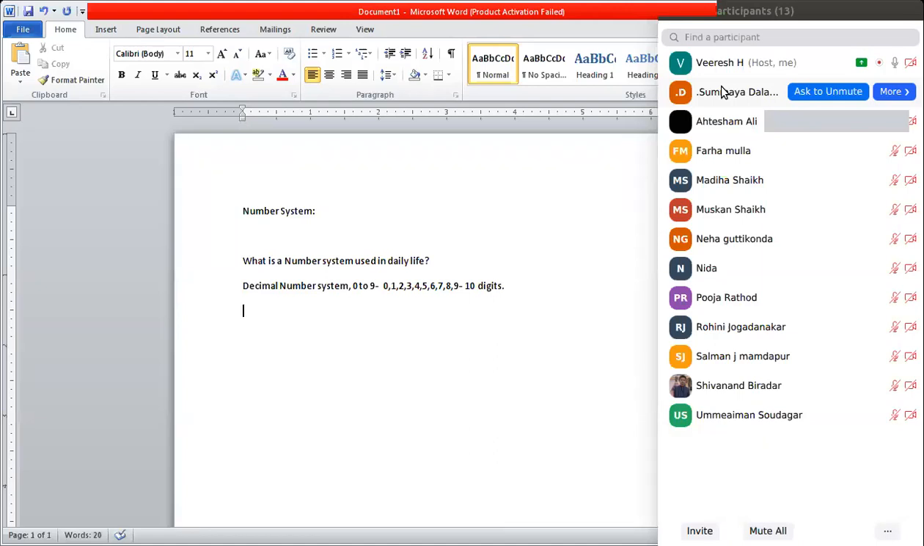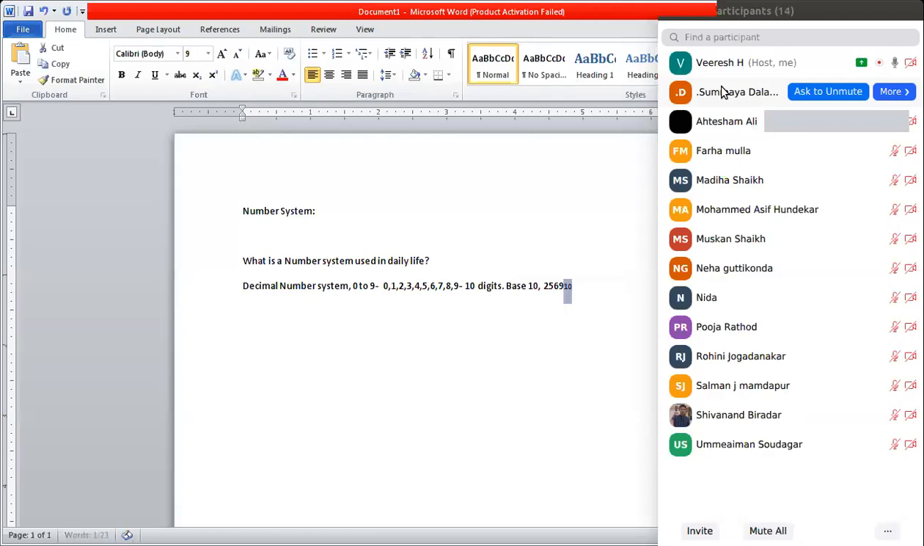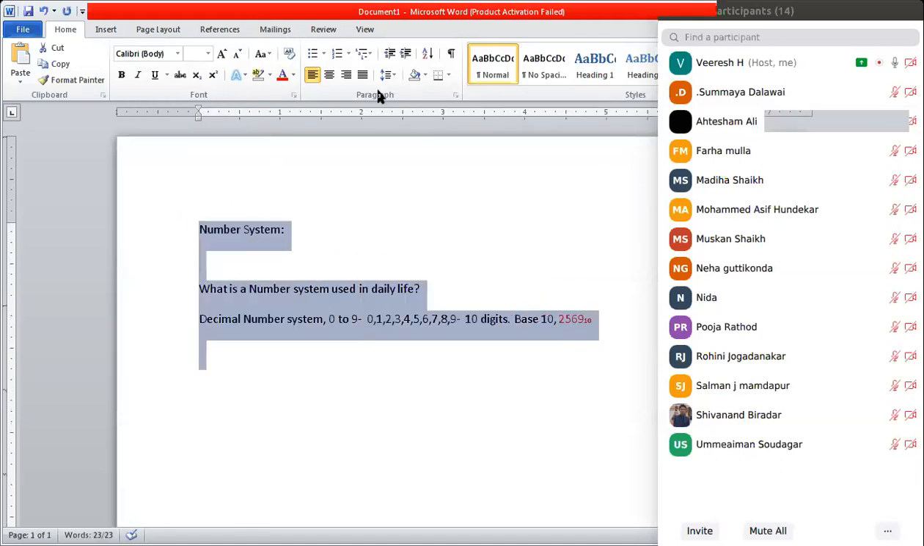Then what are other number systems? And for this decimal number system, what is the base? The base is 10, correct? Usually we write any number, for example 2569, with a base 10, right? So this is base 10.